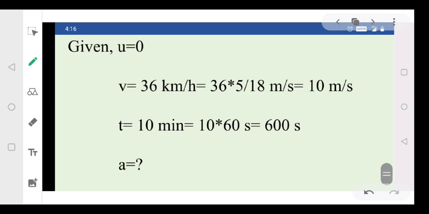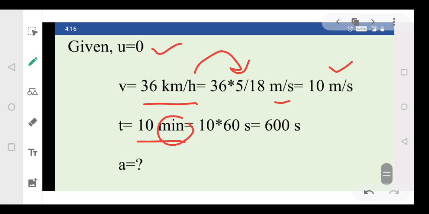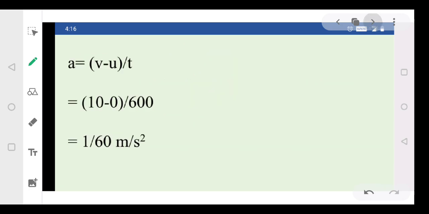Okay, here is what is given to us. Initial speed is 0. Final speed is 36 km per hour. Again we will be converting it into meter per second. For conversion we have to multiply it by 5 by 18. We will get it as 10 meter per second. Time taken is 10 minutes, which is again not in SI unit. So we will have to change minute into seconds. For this we will have to multiply it by 60. So we will get 600 seconds and we have to find acceleration.